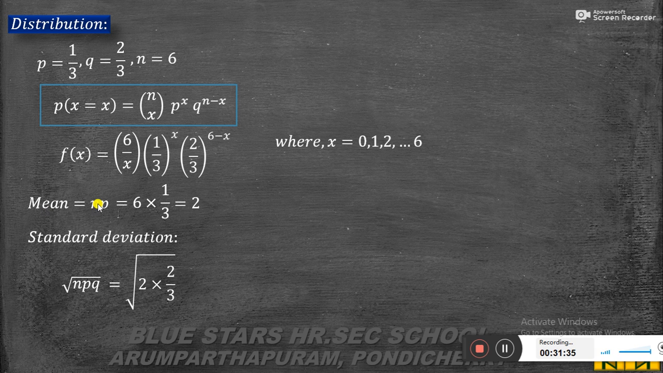So the mean value is np. n equal to 6, p value is 1 by 3, I substitute. So 6 into 1 by 3 is 6 divided by 3, so 3 2s are 6. Therefore mean equal to 2.